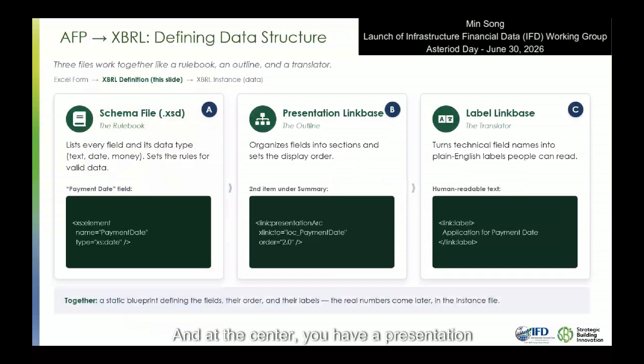At the center, you have a presentation linkbase, which defines the hierarchy between the data elements within the XSD. So you might have a parent level and a child level, and that hierarchy is defined here. Then you have a label linkbase, which acts as a translator between the machine-readable part of the code and human-readable language. So these are the 3 basic components of the data definition when you are working with XBRL.